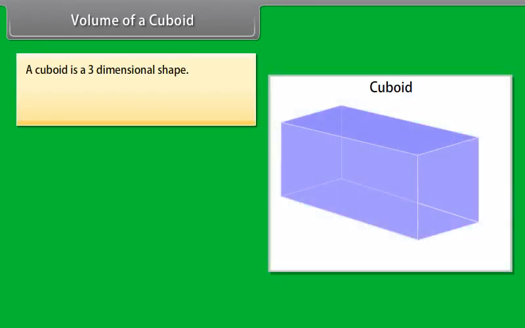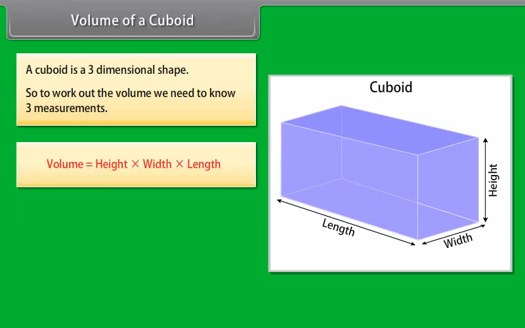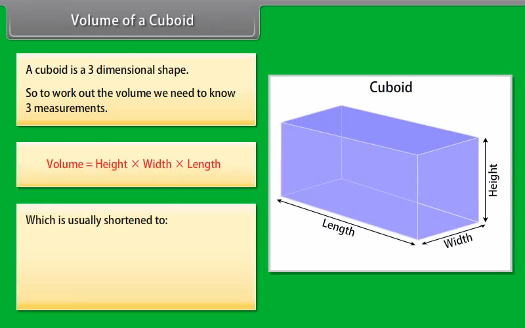Volume of a cuboid. A cuboid is a three-dimensional shape. So, to work out the volume, we need to know three measurements. Look at this shape. There are three different measurements: height, width, length. The volume is found using the formula, which is height into width into length, which is usually shortened to V is equal to H into W into L, or more simply, V is equal to LWH.